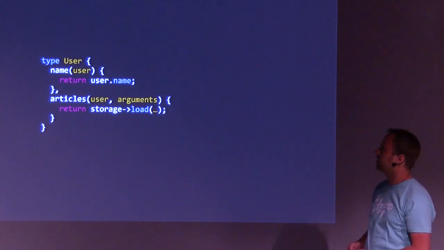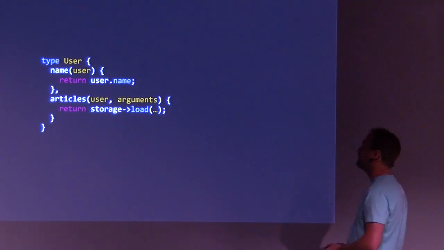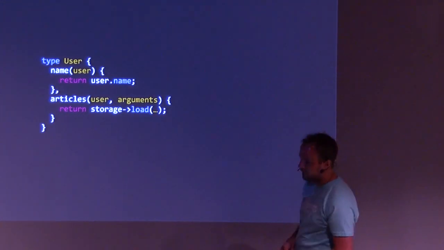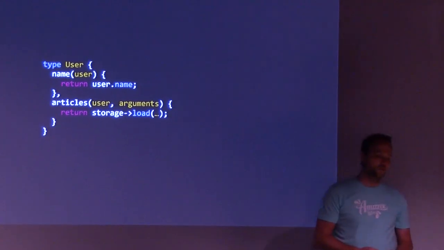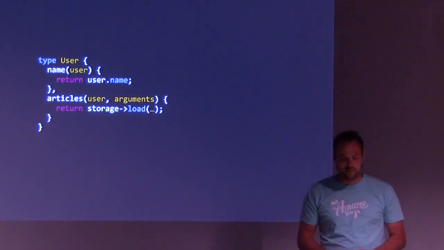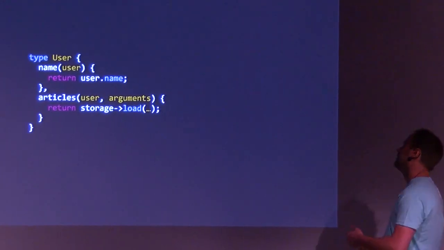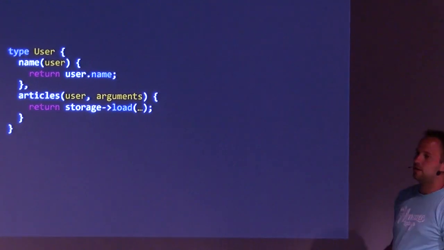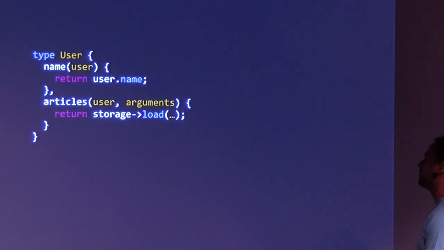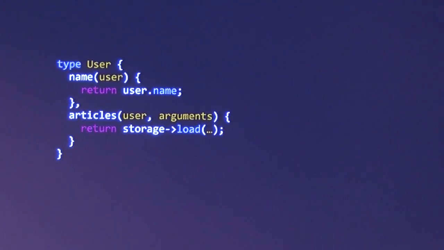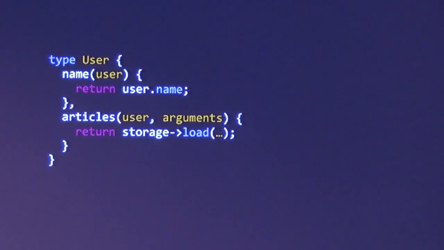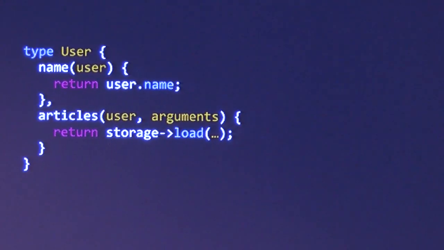This is basically how that would look. So you say, okay, I have a type user, and the type user has a name property, and the name property is basically accessible through that function. The function gets the user object as an argument, and you return the name field from that argument that you get into the function. You can also provide additional arguments.